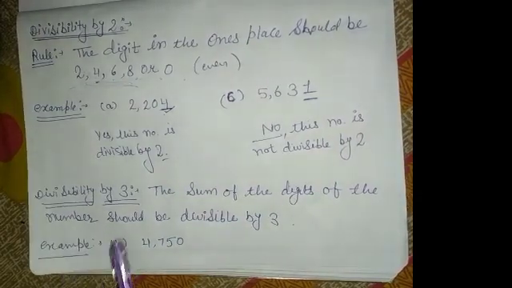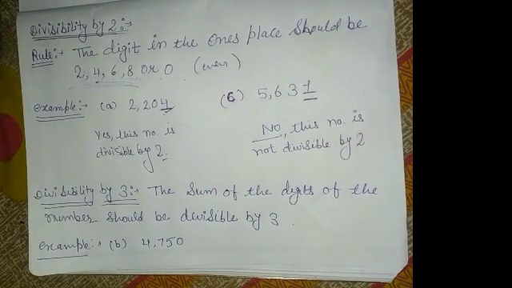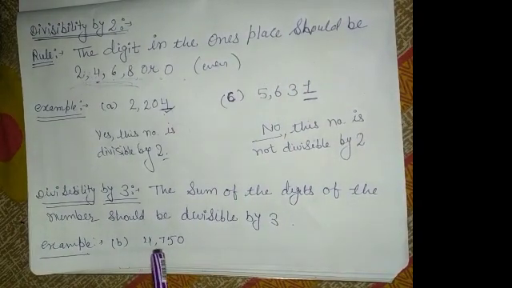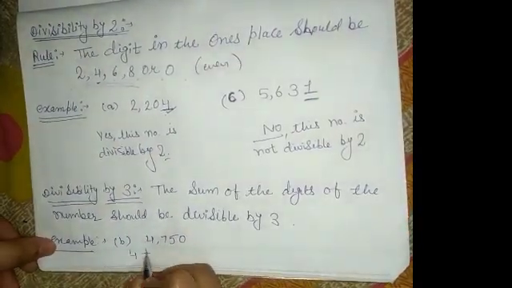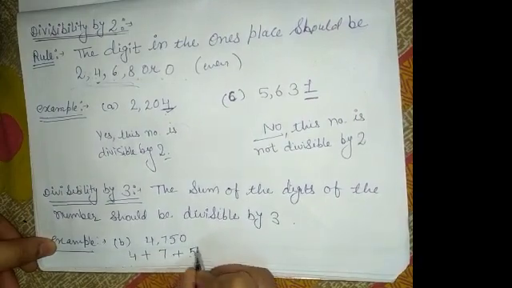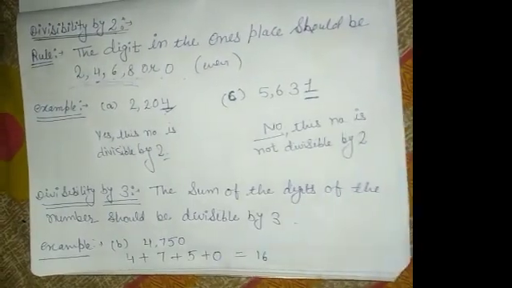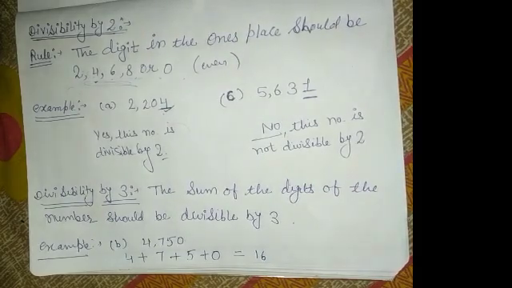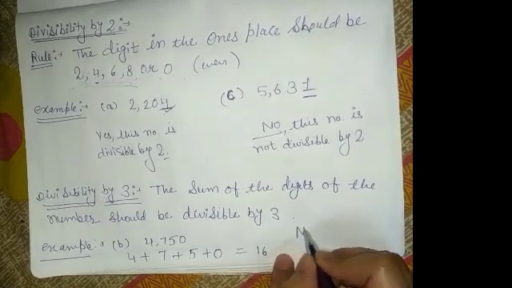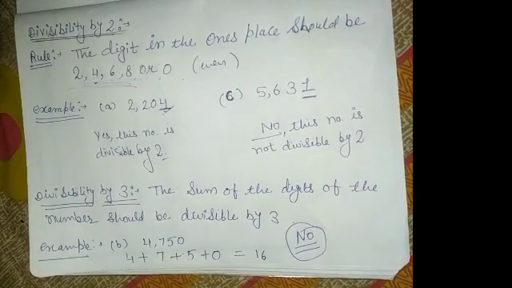So here I have taken part B, third question of exercise 3.1, and this is 4750. Let's add the digits first. 4 plus 7 plus 5 plus 0. What will be the answer? 16. But 16 is not divisible by 3. Means 16 does not come in the table of 3. So we can say that no, this number is not divisible by 3.